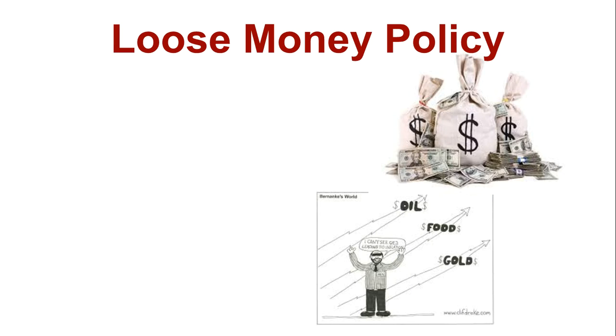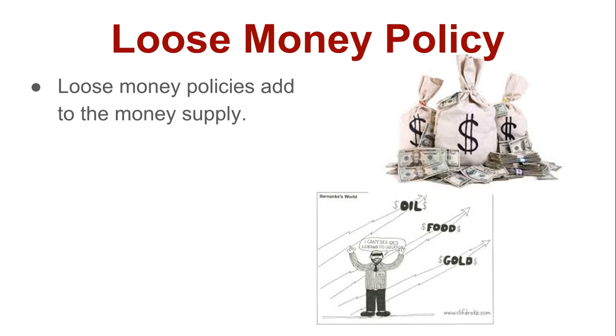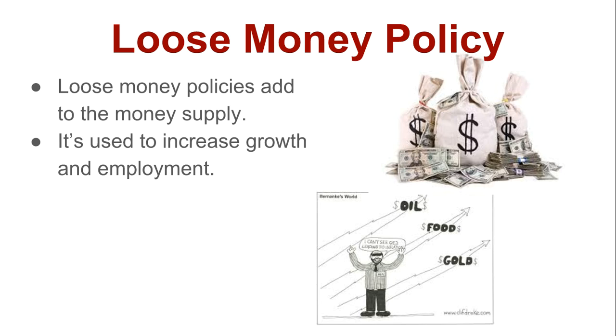Loose monetary policy is something that's going to add to our money supply. It's going to put more money into the economy. It's kind of like somebody who's loose with their money, spends their money easily. This is like the federal government kind of spending its money easily, except not exactly. It's just creating more money out there to be spent. It's used to increase growth and employment. Okay? So when we put more money into the economy, GDP grows. As GDP is growing and businesses are doing well, more and more people have jobs.